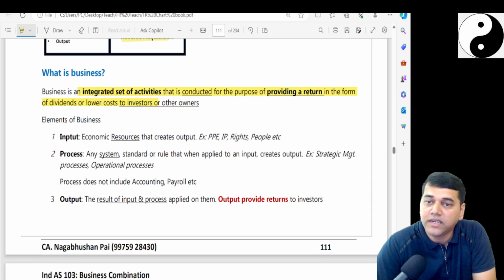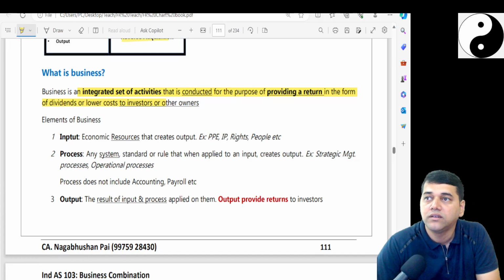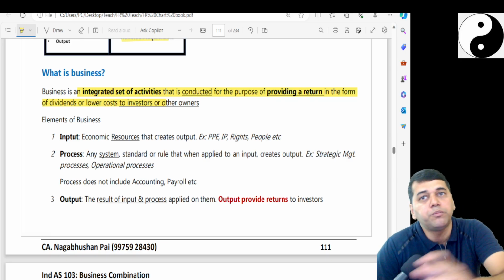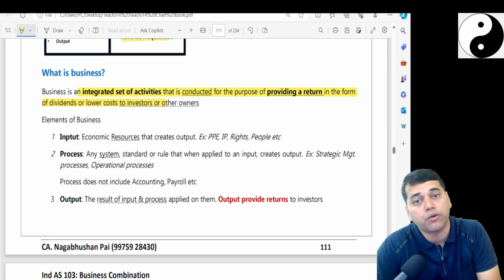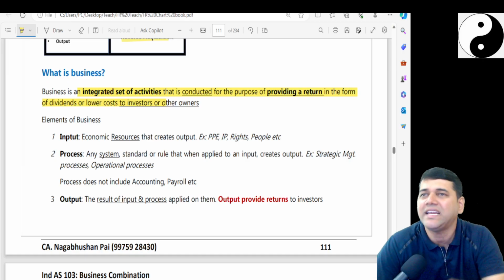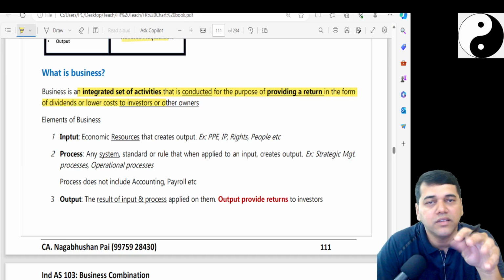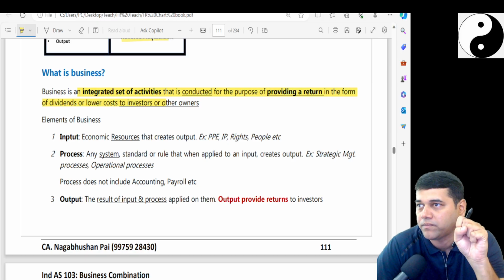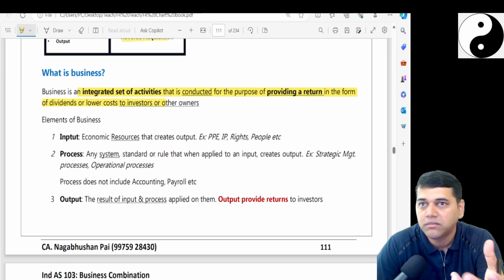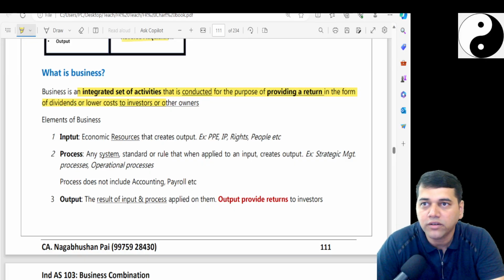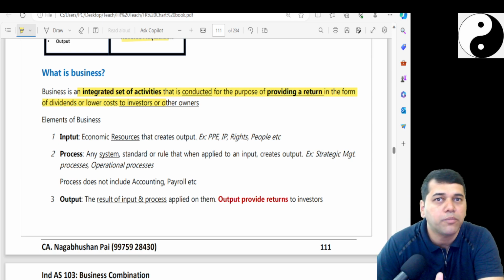It's an integrated set of activities. You do certain things there. Why? To convert the input into output, sell the output, and provide the return in the form of dividend to their owners. Ultimately, cash. Business is a cash generating unit. Cash is going to come from there. How do you earn the cash? By selling your products. So whom do you sell the products? The one who has got problems.